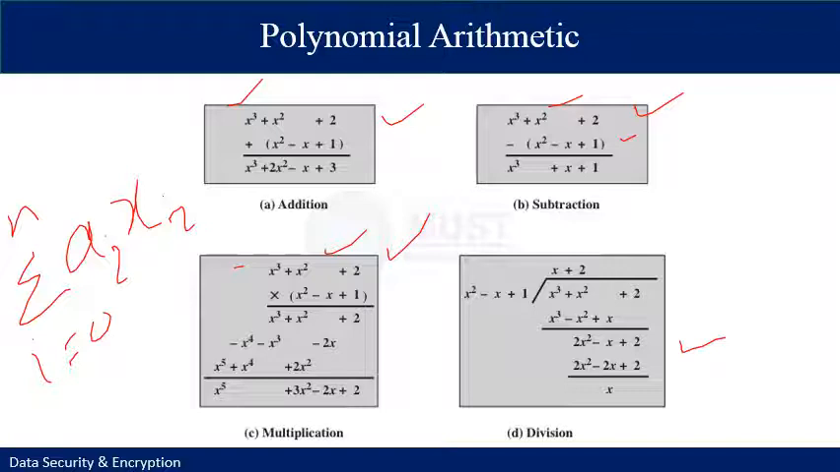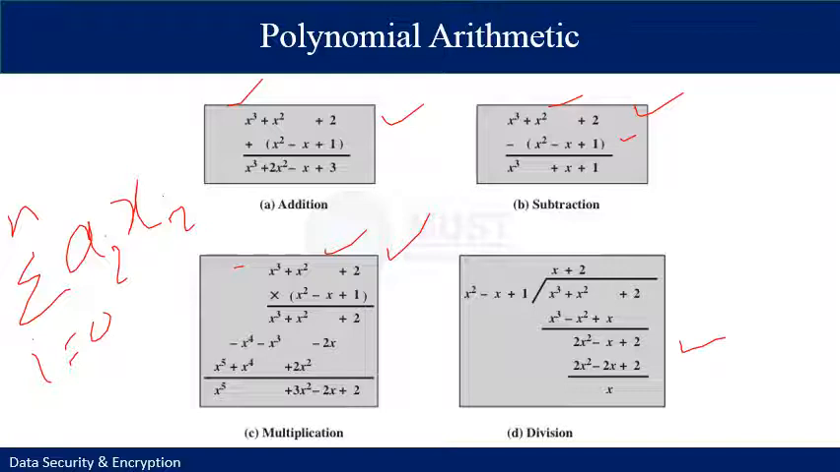So again, examples of fields include the real numbers, the rational numbers, and the set Z_p defined for a prime p. Note that the set of integers is not a field and does not support polynomial division. As an example, you can take the addition.